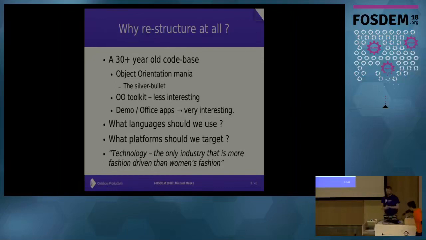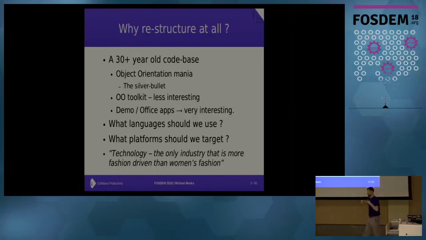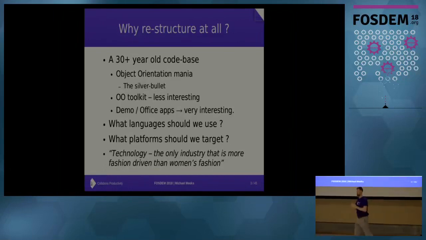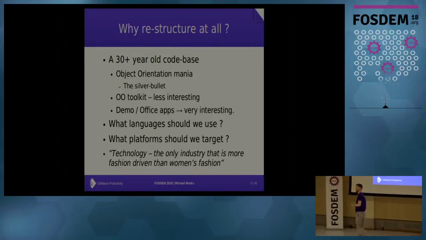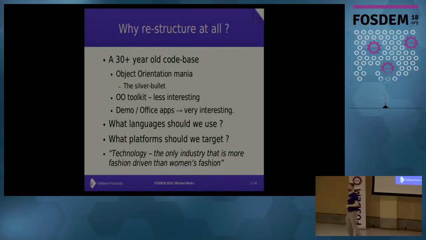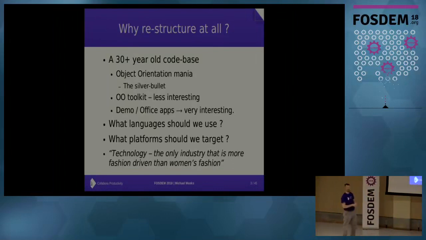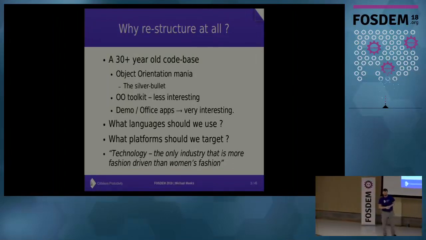There's lots of different things going on in there. So LibreOffice, you may not know, grew out of the object-oriented mania of 30 years ago. People discovered object orientation, and they were overwhelmed with their ingenuity and cleverness. And they were convinced that this was going to solve all programming problems. It was the silver bullet.